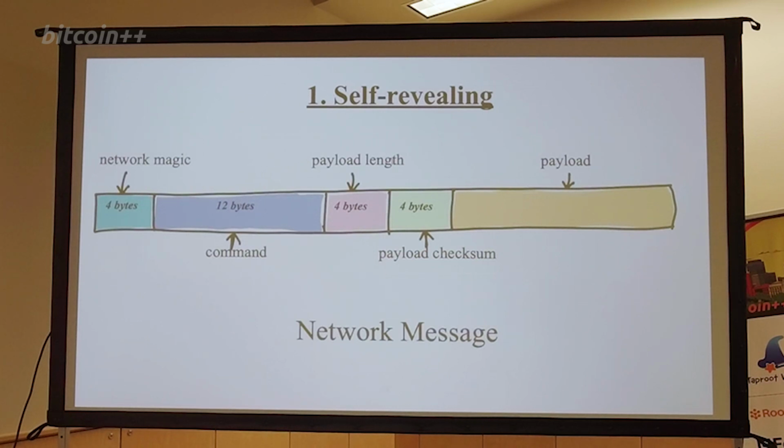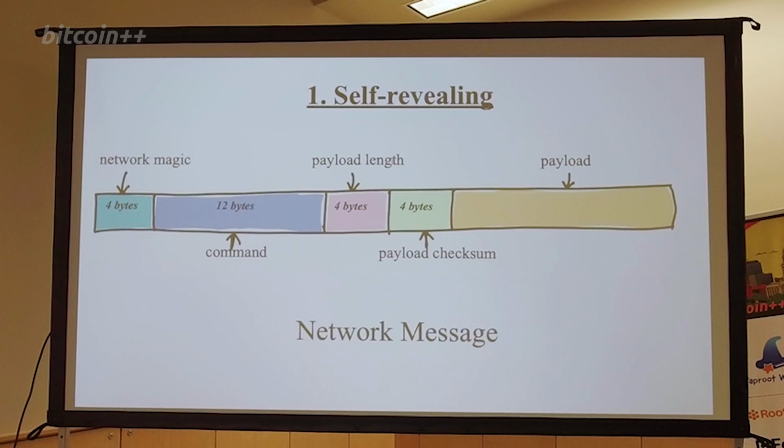However, there are some problems with it. As it was before V26, the thing is that it's self-revealing. So all network messages are exchanged in this same format. They will always have 4 bytes of network magic. Then there will always be a 12 byte command and then the payload. So if you're sending a version message, it would be VERSION and everything else padded with zeros.